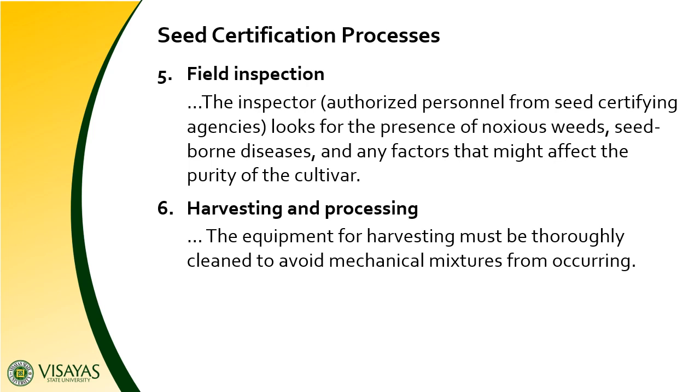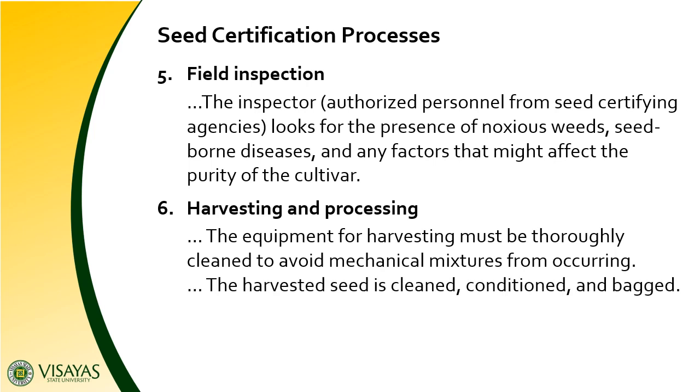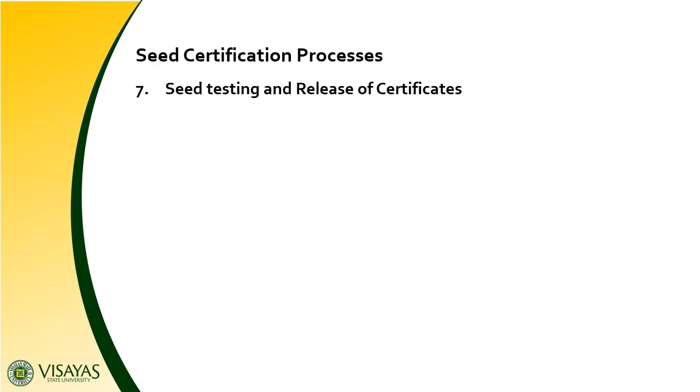So the equipment for the harvesting must be thoroughly clean to avoid mechanical mixture from occurring. And then the harvested seed is cleaned, conditioned, and bagged. So next, let's proceed to the last step in seed certification process. So you have here seed testing and release of certificate.